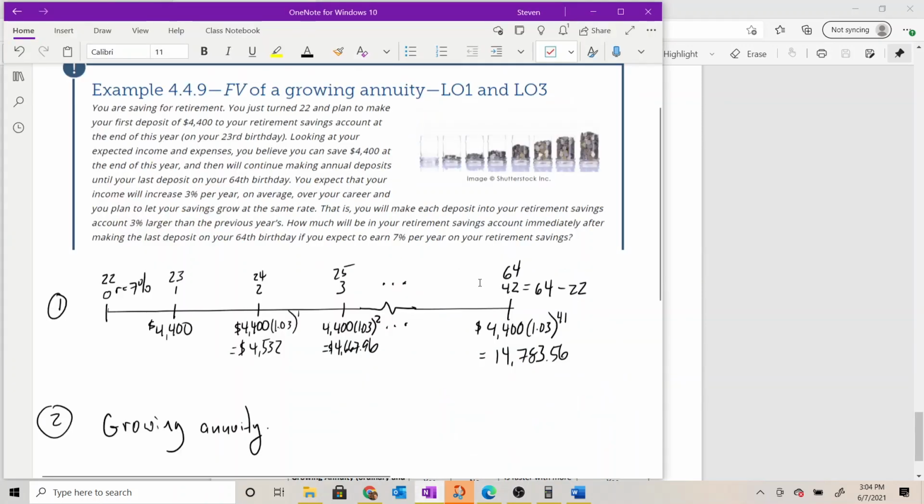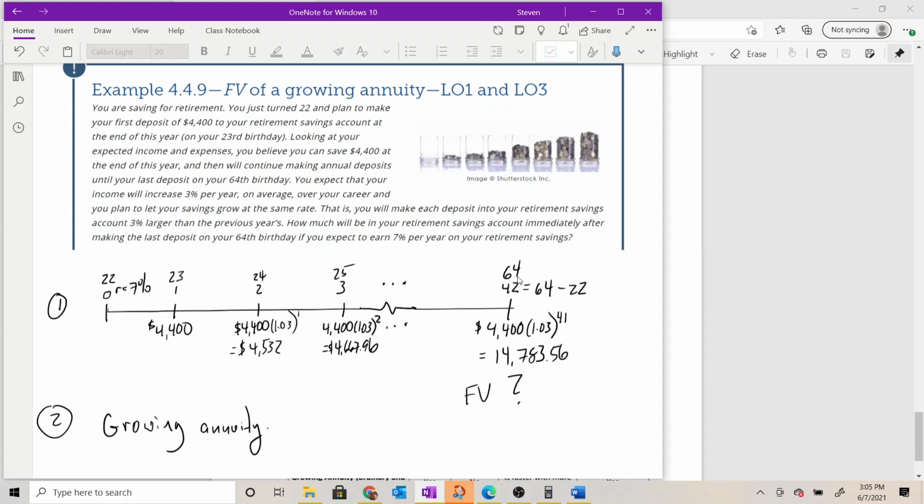So let's take another quick look at this problem and see if we can figure out which one of those 2 we are solving for. The question at the end of this example says, how much will be in your retirement savings account immediately after making the last deposit on your 64th birthday if you expect to earn 7% on your retirement savings? So we're looking for an amount at the end of this timeline. After we make all these deposits and earn all of our interest, what amount is going to be in our account at that time period.